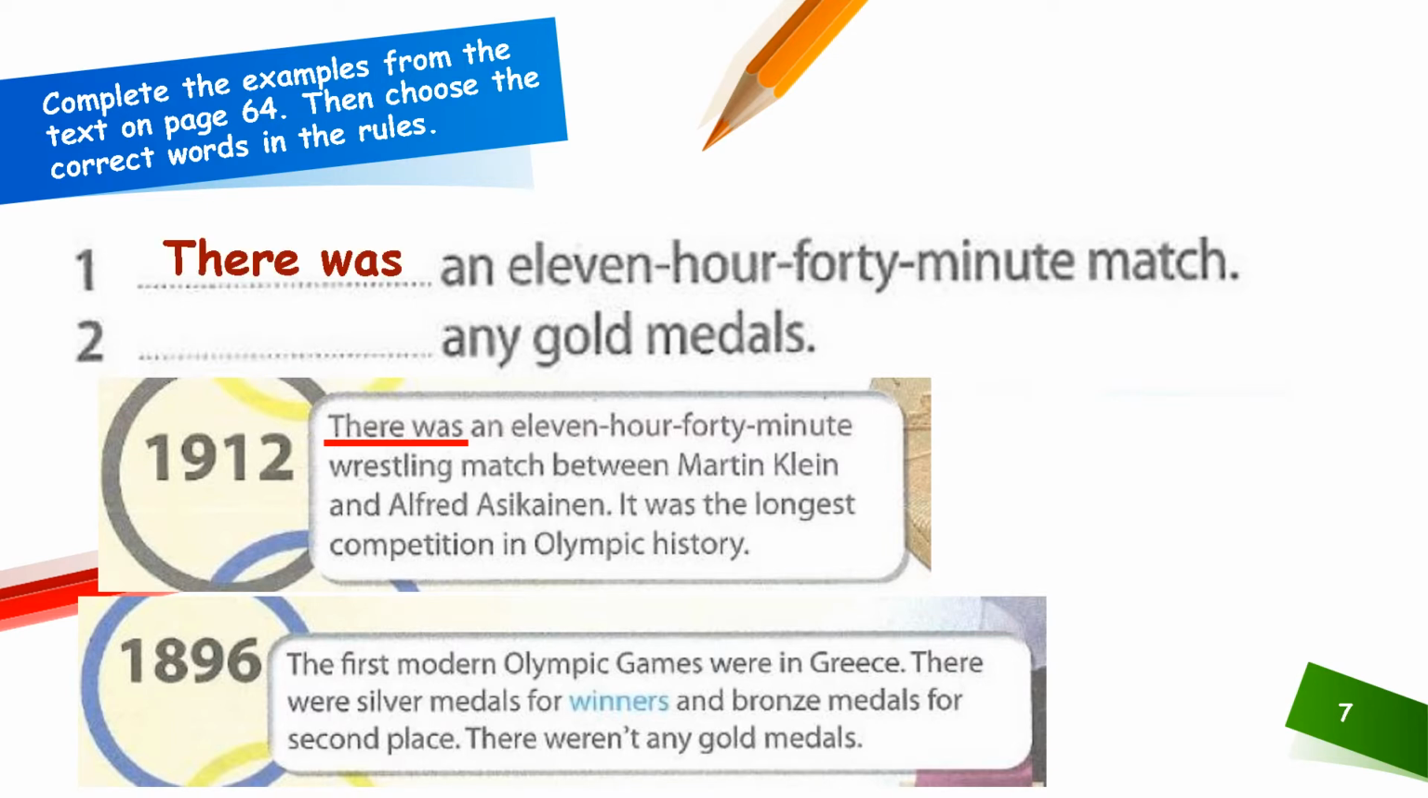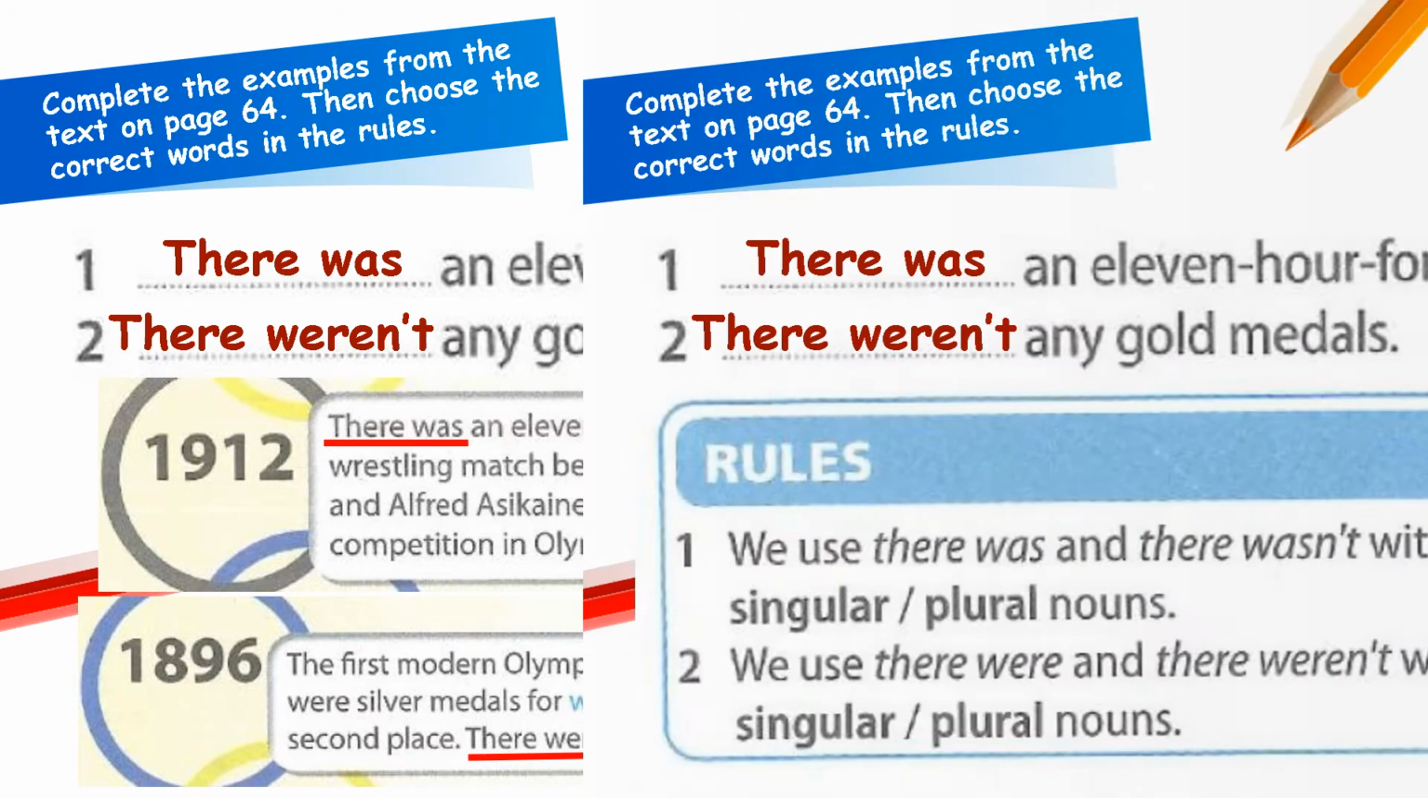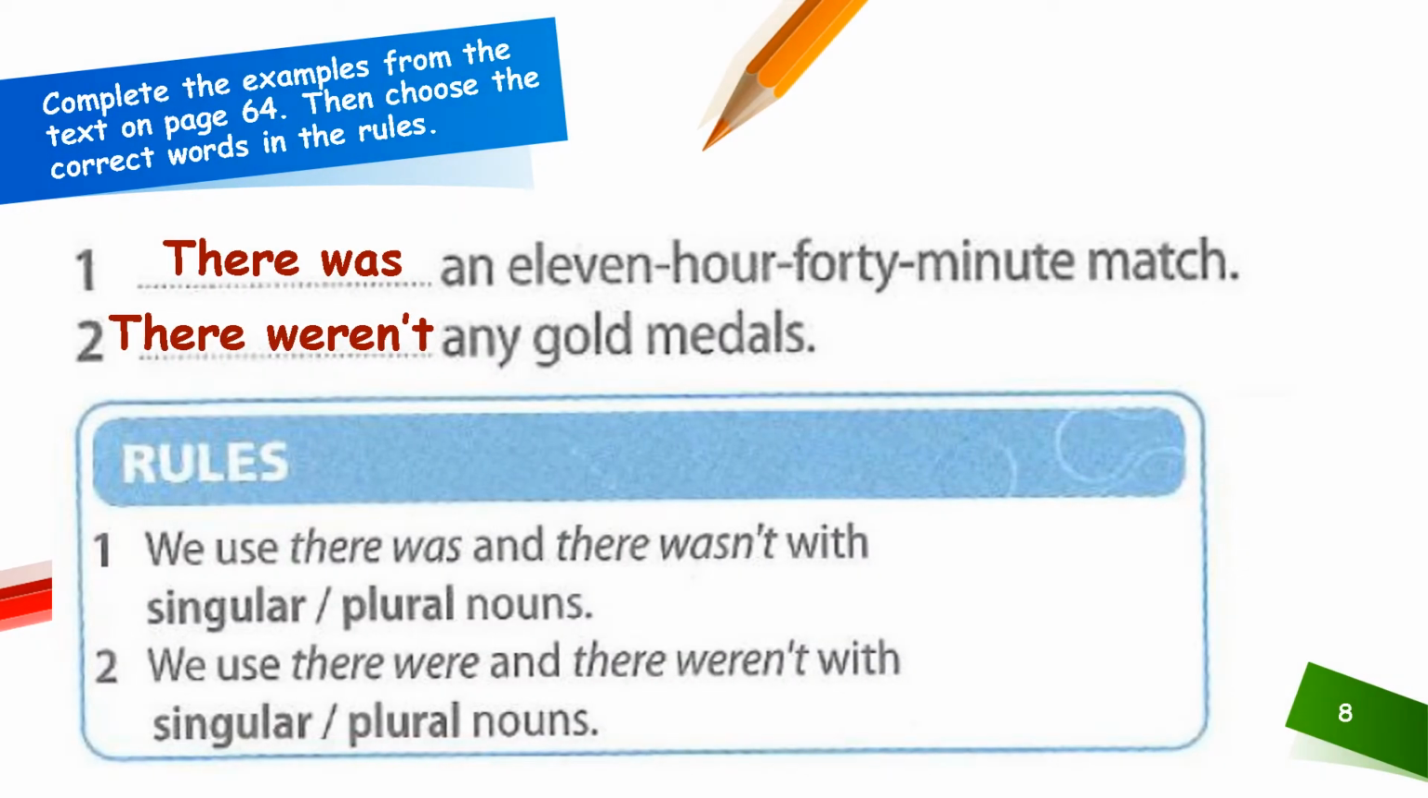For number 2, we look at the Olympic timeline 1896. There weren't any gold medals. So, the answer for number 2 is there weren't any gold medals. For the rules, number 1, we use there was and there wasn't with singular nouns. Number 2, we use there were and there weren't with plural nouns.